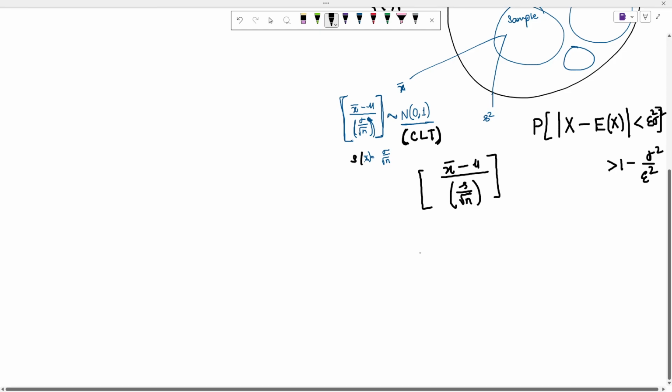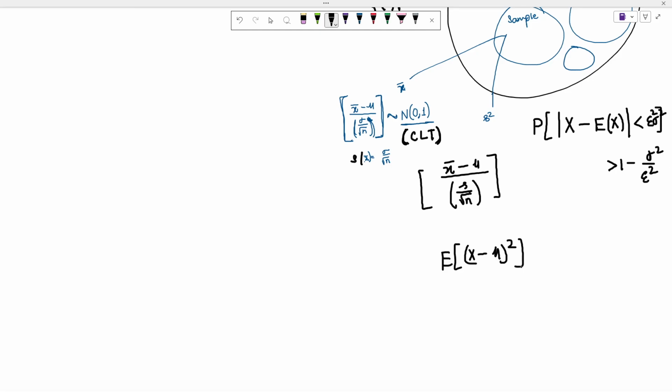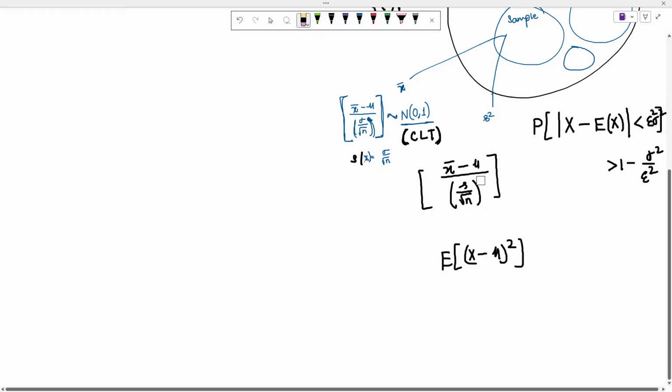For variance, what do we need? For variance we need the expectation of x minus mu whole square. So can we take... I guess I'll have to see. Can we find a variance bound?